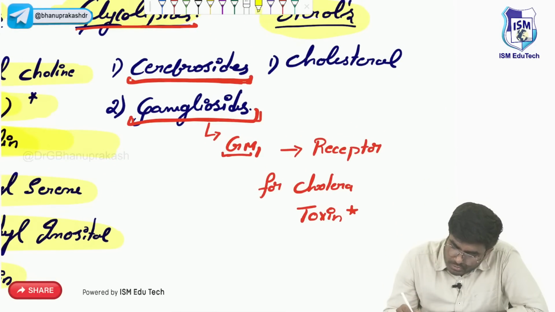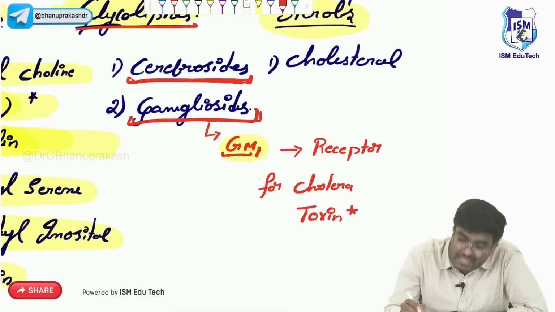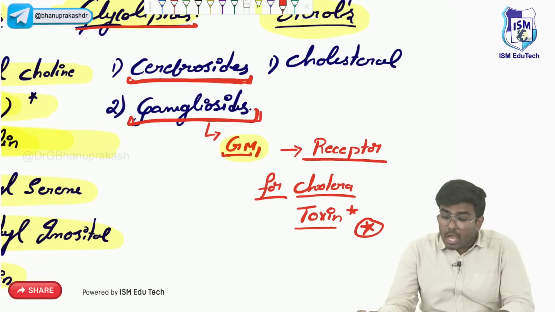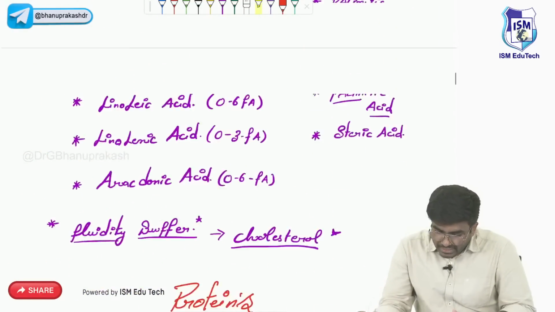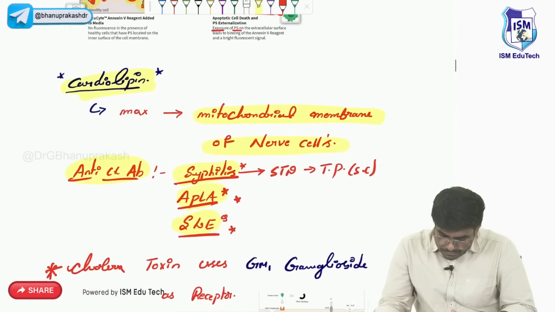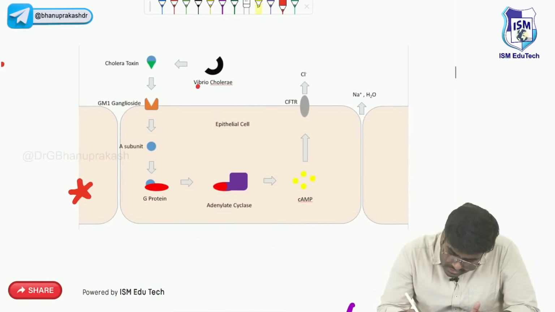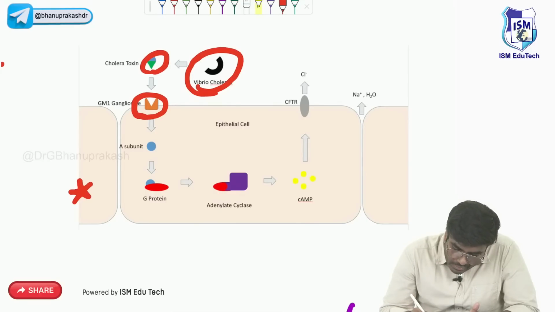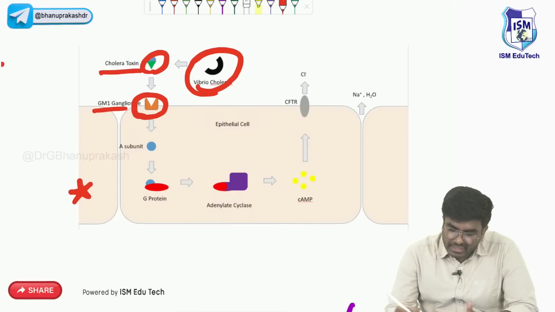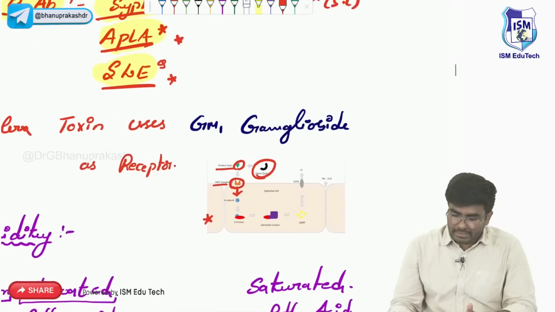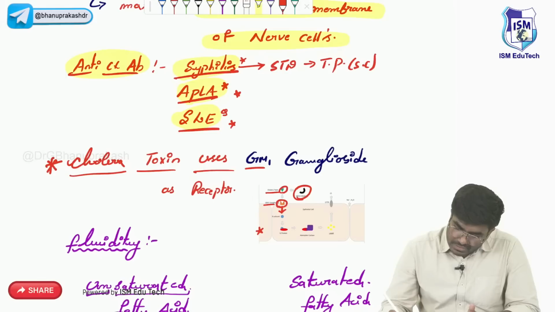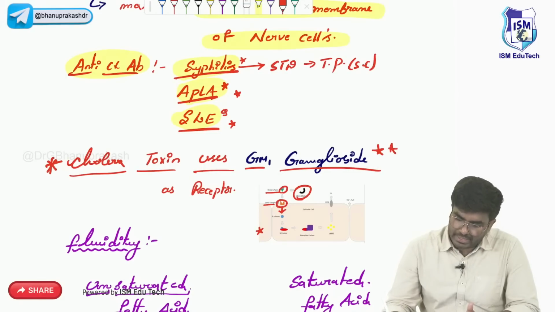Now, these GM1 gangliosides on the cell surface can act as a receptor for the entry of cholera toxin. MCQ. Let me show you. Yes, see, the toxin uses GM1 ganglioside for entry into the cell. So, which glycolipid does it use as a receptor? GM1 ganglioside.